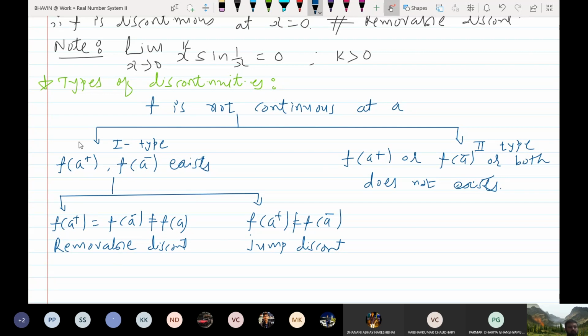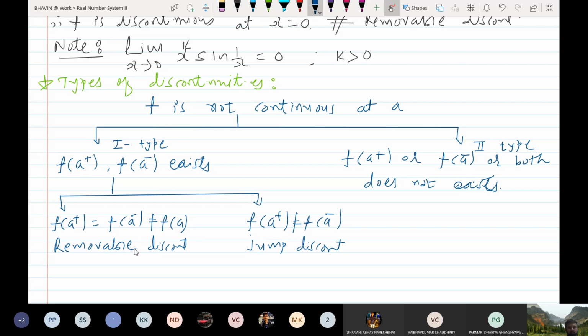In type 1, both should exist, f of a plus and f of a minus. And again if these two exist, then there are two possibilities: these two are same or these two are not same. If these two are same, then it must not equal f of a, otherwise it becomes continuous. So in this case, this becomes removable discontinuity. And if these were different, then f has a jump discontinuity at x equal to a.